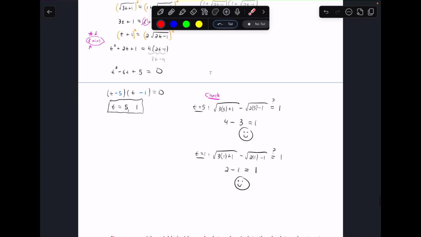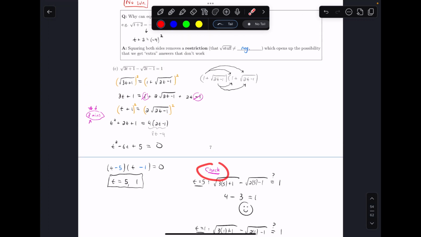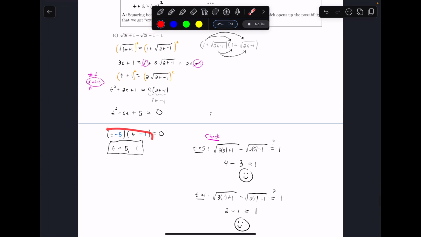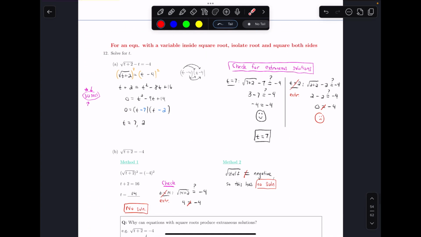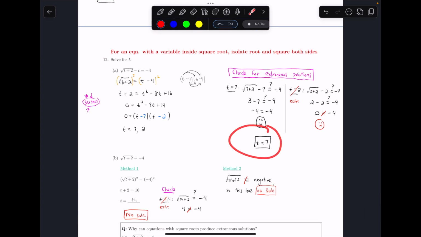So when you have these problems where you got to check for extraneous solutions, sometimes all the answers are going to work. Sometimes, like in this problem, just one of them is going to work and the other one won't. There could also be a problem where none of them work. That is also a possibility.